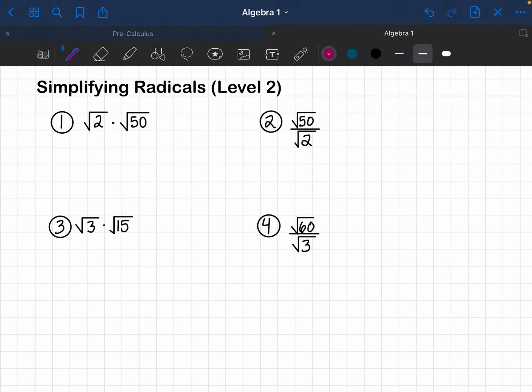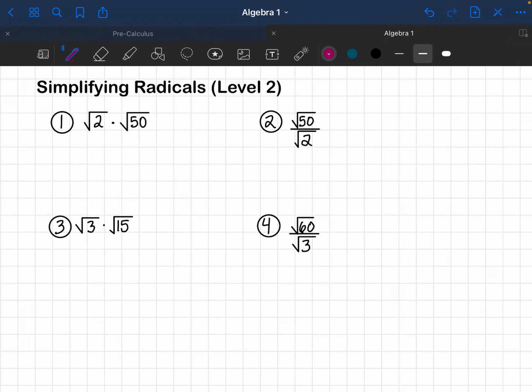Simplifying radicals level 2. Let's get into it. So here we got a little extra step. It looks like we're multiplying and dividing here. One thing that's really important to remember about multiplication and division of square roots, of radicals, is that we can only combine them if we're multiplying and dividing, right? This only works for that, not for addition and subtraction.